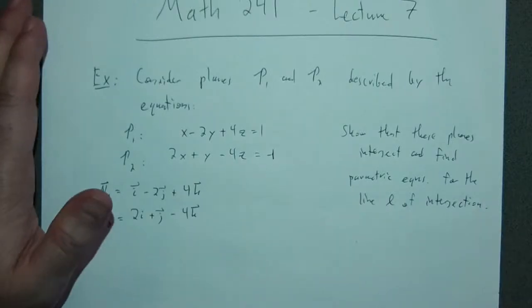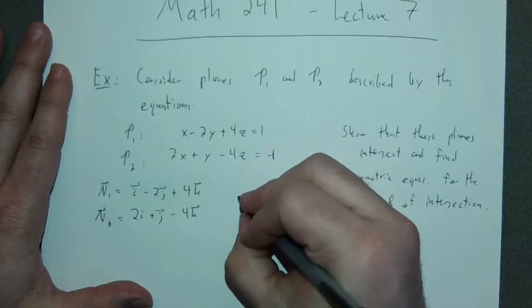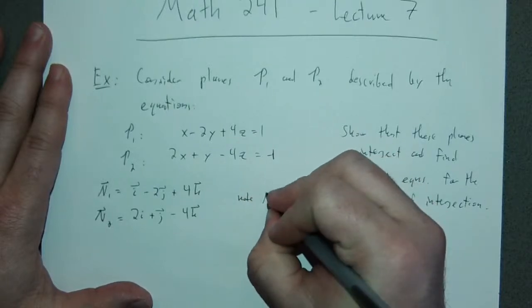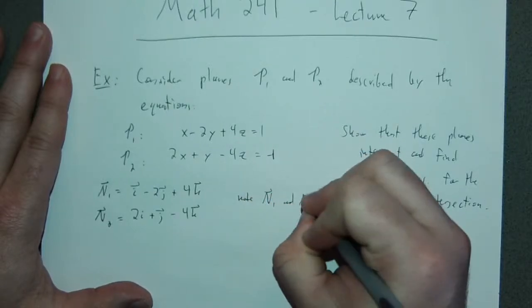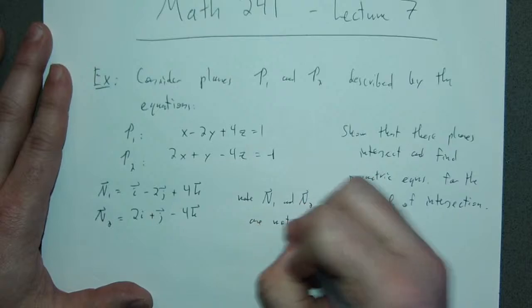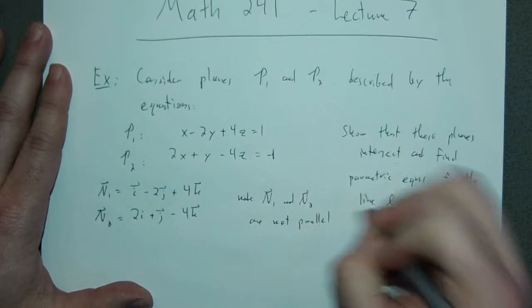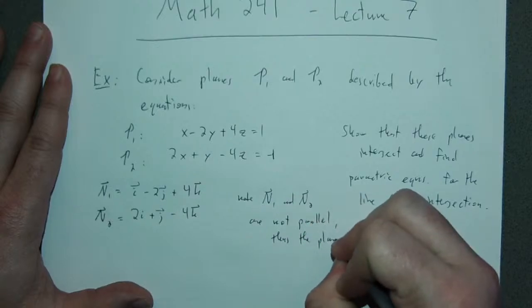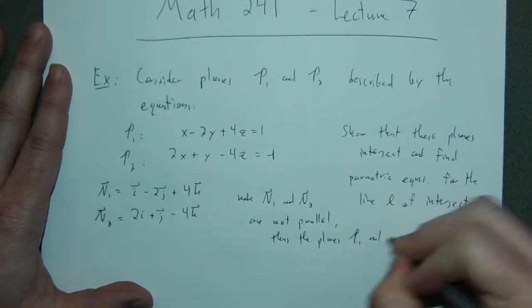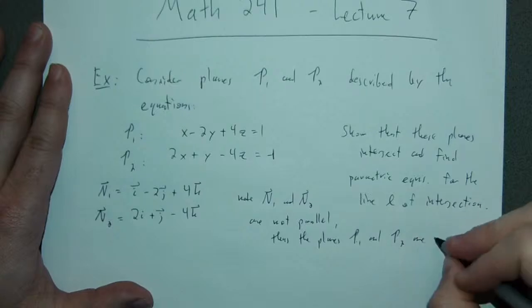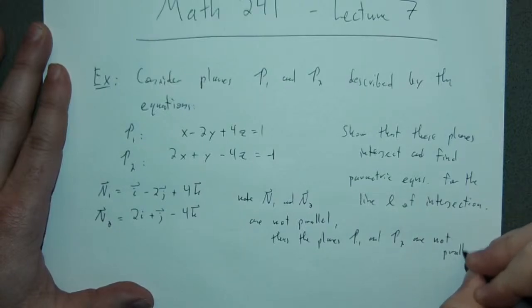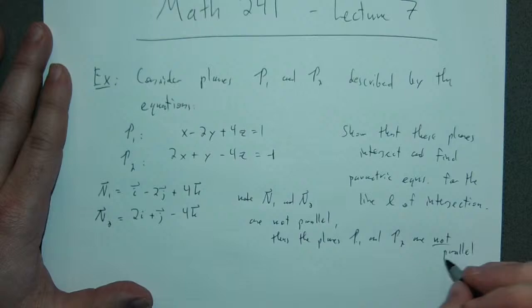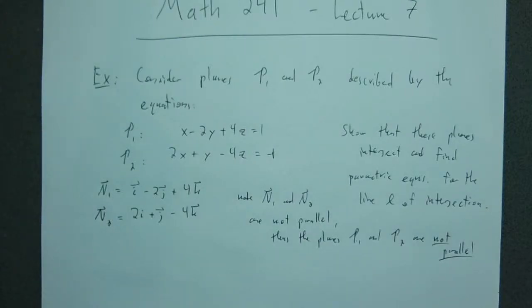So note, N1 and N2 are not parallel. Thus, the planes P1 and P2 are not parallel, i.e. they intersect. And so now we know they intersect. In this case, though, I want to find the line L of intersection.